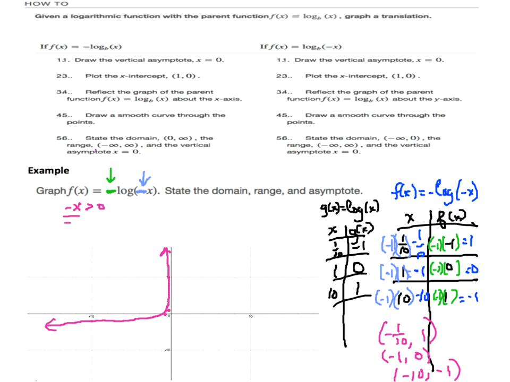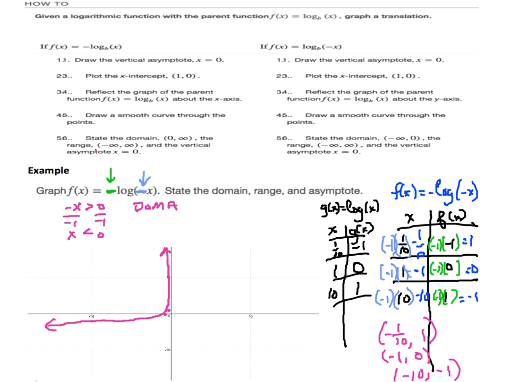All right, so my domain: -x has got to be greater than 0. Divide both sides by -1. Whenever you're working with an inequality and you divide through by a negative, you flip the sign. So x has got to be less than 0. And notice my entire graph is graphed to the left-hand side of the y-axis.